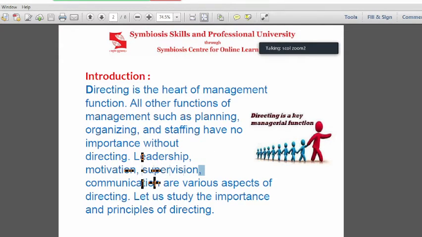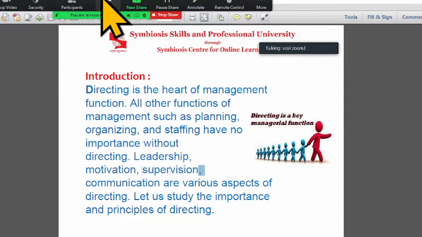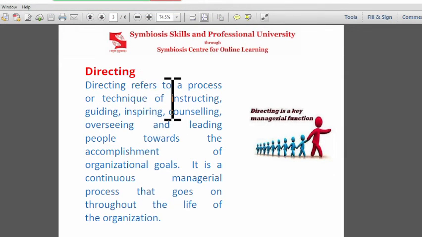Supervision is something where you are not directing, where you are just observing whether things are going in the proper direction or not. Are things moving the way we have planned, or does it need certain instruction to be given? So supervision is also part of directing, which may not involve instructing, because you have already instructed.